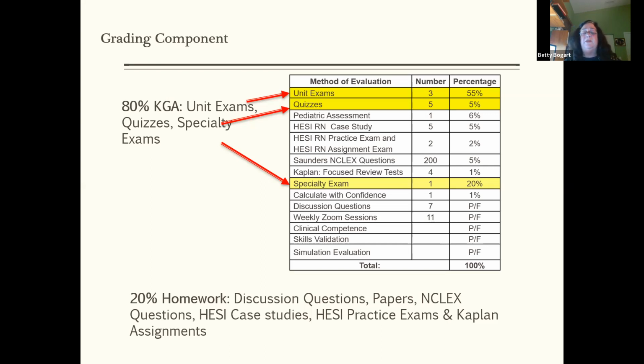The one thing I tell you to be aware of is that pediatric assessment assignment. That pediatric assessment assignment is worth 6% of your homework grade. I did have a student fail more than once because they didn't turn it in. So please, let's work with that pediatric assessment assignment. I'm going to get into it as soon as we get it in this PowerPoint.